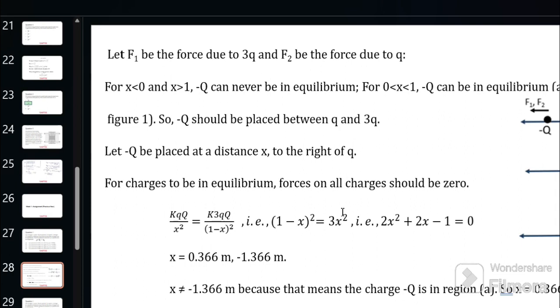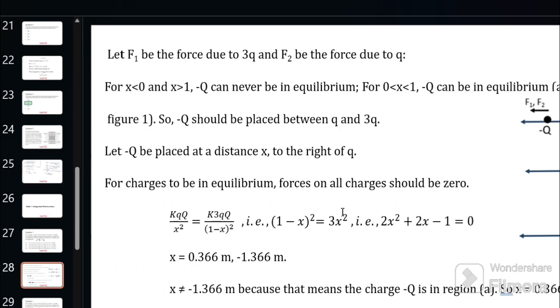So k 3q into q into (1 minus x) the whole square. Basically we just have 1 minus x because we are placing it at distance x from charge q. Since the gap between the two charges is 1 meter, it will be placed at a distance 1 minus x from charge 3q. Then we get a quadratic equation, and from that quadratic equation we get two solutions.